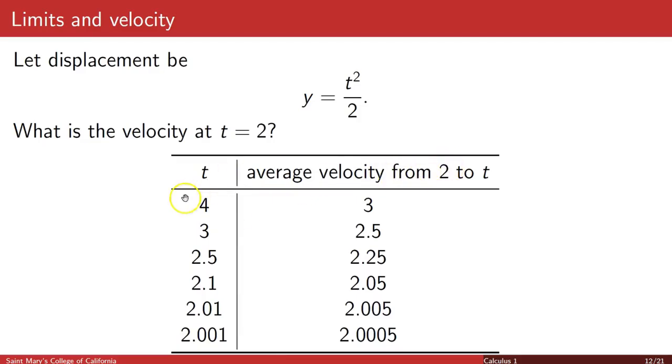So just for example, if we're going from 2 to 4, our position at 2 is 2 squared over 2, which is 2. Our position at 4 is 4 squared over 2, which is 8. So 8 minus 2 is 6. It's taken us 2 seconds, or whatever the units are here, to go 6 units of distance, so our average velocity is 3. We can do exactly the same thing from 2 to 3, 2 to 2.5, and again we're getting closer and closer to that 2, and as we look at what the velocity seems to be approaching, well, that appears to be approaching 2 as well, right? 3, 2.5, and so on. It would appear that our velocity is approaching 2.